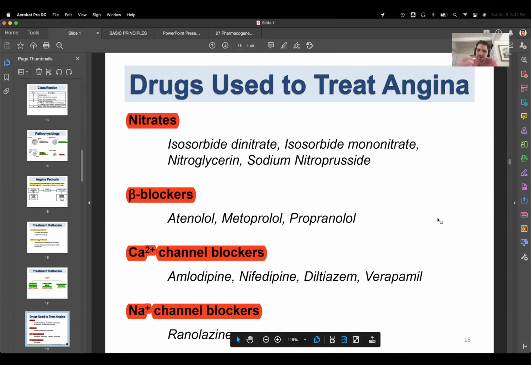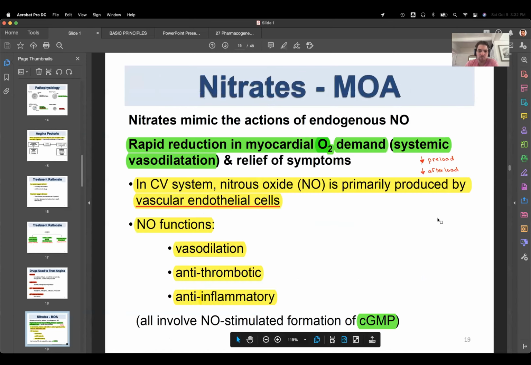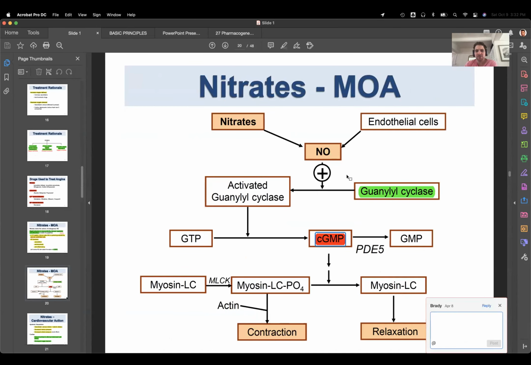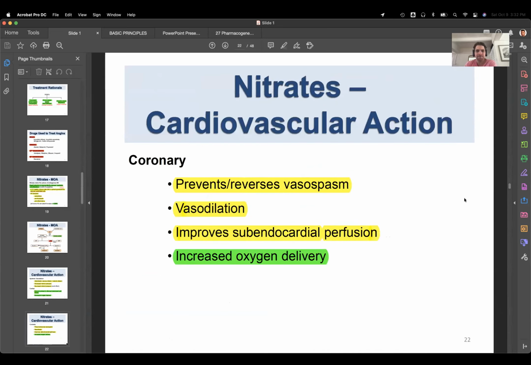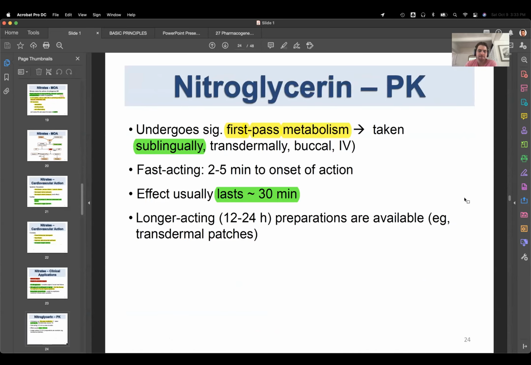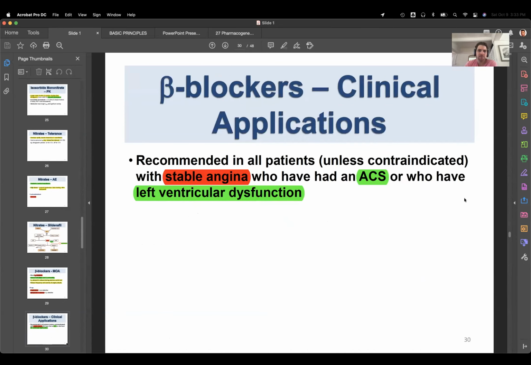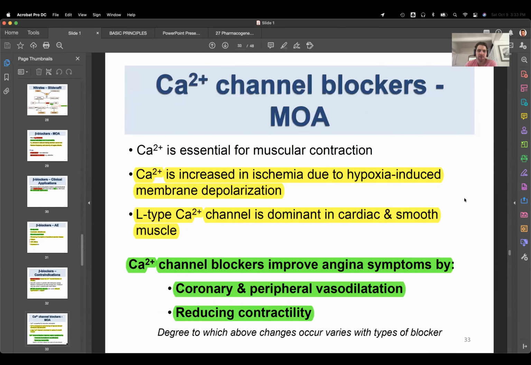Okay, so if you don't have intracellular calcium, the heart won't work as hard. It won't have as strong of contractions. All right, but you know how these work. Nitrates, nitric oxide goes through the cGMP pathway, guanylyl cyclase. All right, and much of the same here.